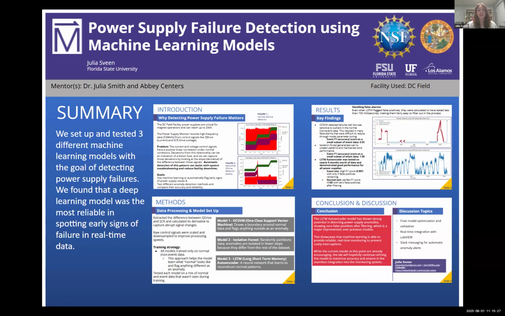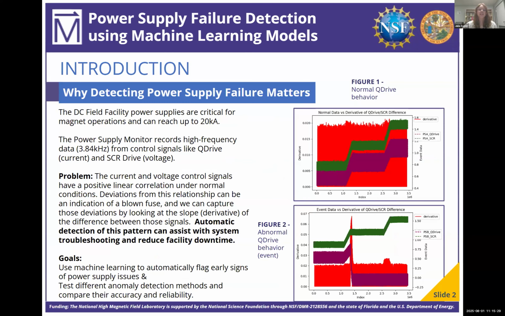Just as an introduction, power supplies at the DC field facility are absolutely imperative for magnet operations, and if one fails, it can interrupt experiments and lead to major facility downtime. These failures usually show up as abnormal behavior in two different signals. You have the Q drive signal, which is the current, and the SCR drive, which is the voltage, and they are typically correlated. We found that when a fuse is blown, that correlation breaks down, and we can capture it by looking at the slope of their difference, or the derivative.